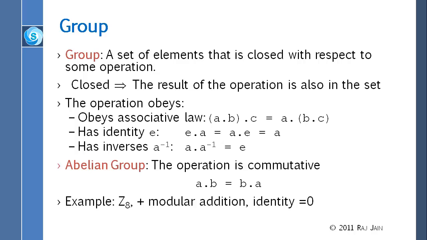So a group is any set that is closed with respect to some operation. And closed means that the result of the operation is also in this set. For example, the operation we can call dot, we don't know what dot is, but if we do A dot B dot C, if it is associative, that means the operation can be done in any order. It has an identity, so there is an E which when the operation is done, it remains the same thing, has an inverse, and so on and so forth. Any such thing is a group.